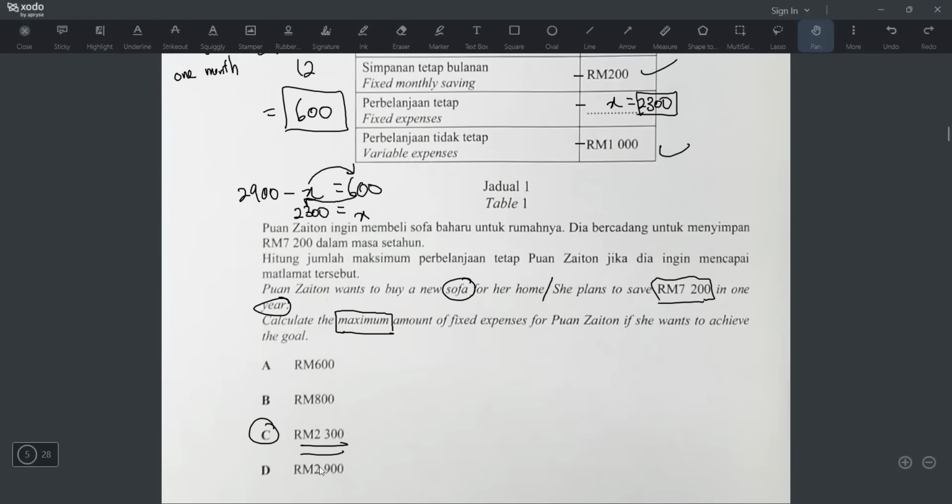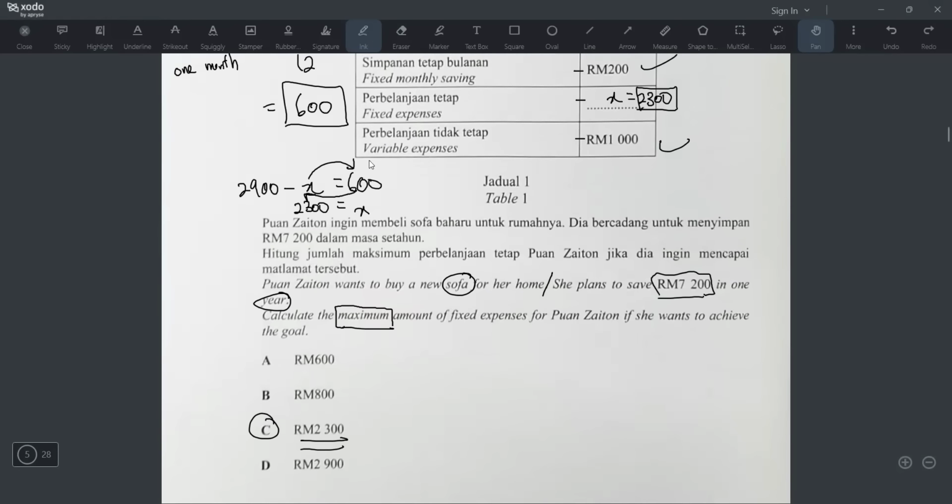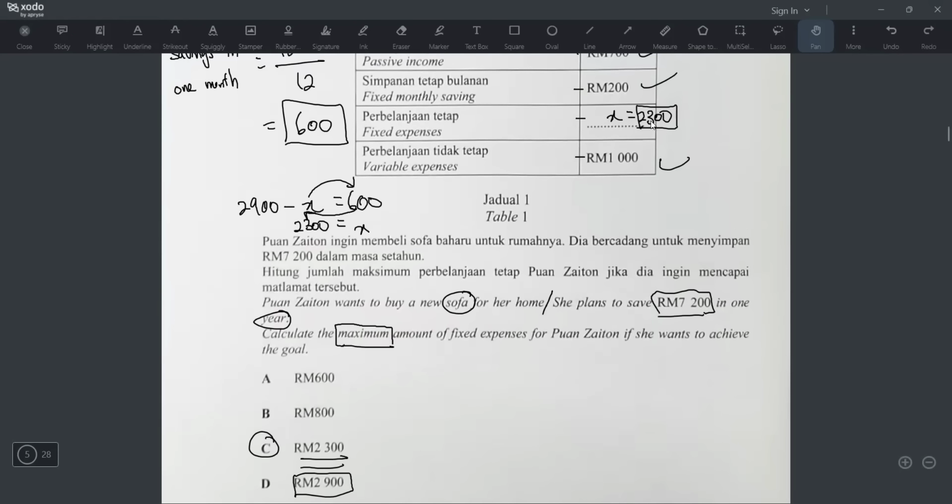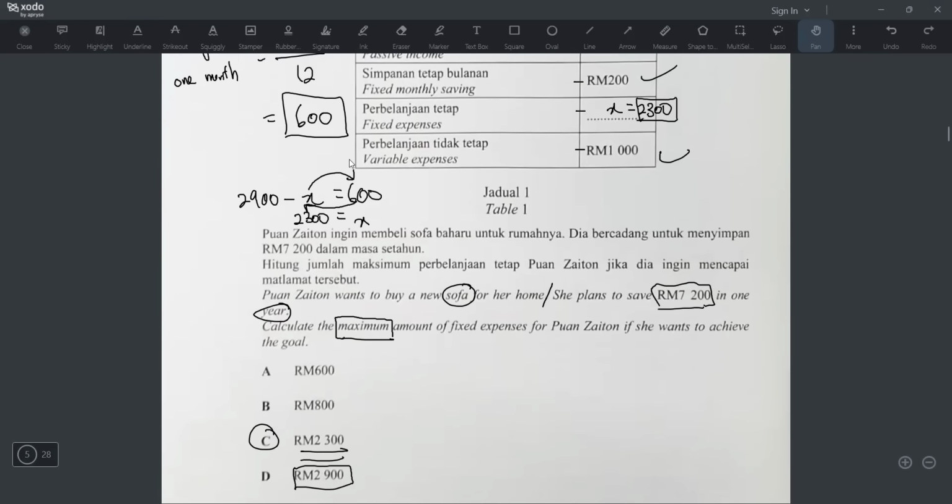Now imagine the answer is 2900. Just imagine for a second that the fixed expenses is 2900. So answer me, if the fixed expenses is higher, which is 2900, will she be able to save 600 in 1 month? The answer is no, right? Because if this is 2900, your savings will be 2900 minus 2900, which gives you zero. So you end up saving 0 ringgit per month, and you're not gonna achieve the goal in 1 year if you save zero per month. So D is confirmed wrong.